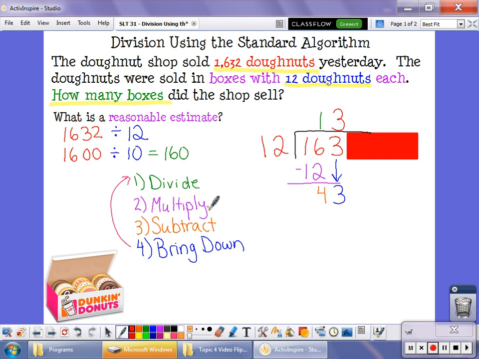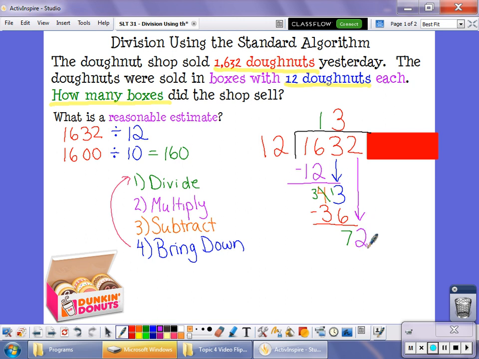My next step here is to multiply. So 3 times 12 will give me 36. And my next step after that is to subtract. So I'm going to do 43 minus 36. We'll do a little regrouping here. And I get 7. And finally, step number 4 is I'm going to bring down. And I'm going to bring down this 2.